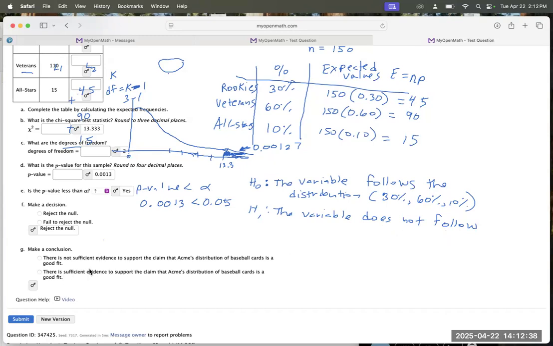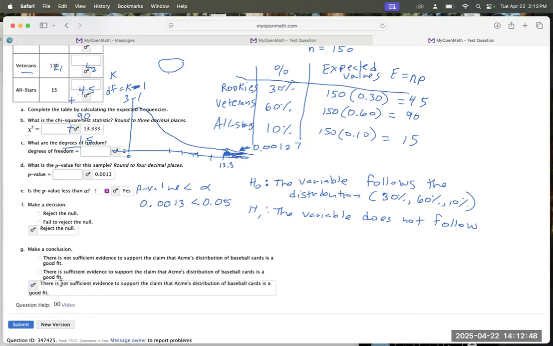But we just want to say that the variable does not fit the distribution. So the one that says that is actually this top sentence. So the answer is there's not. Just ignore the part that says not sufficient evidence and focus on the rest. It says that we're not claiming that it's a good fit to the distribution, which is exactly what we said. When we reject the null hypothesis, we're saying it's not fitting the distribution.